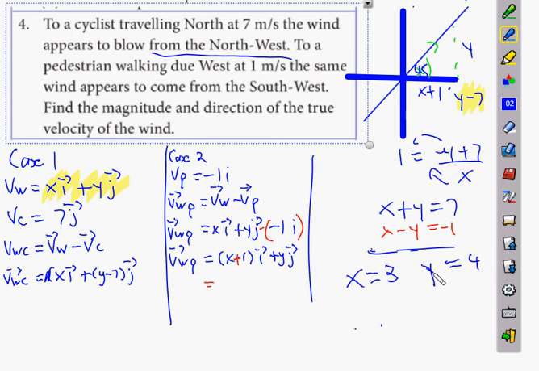Now, if you read the language of the question, we haven't quite answered what we're looking for yet. We're looking for the magnitude, the speed, and we're looking for the direction of the true velocity of the wind. So we haven't quite answered our question yet. We've got the velocity, what's the velocity? It's going to be 3i plus 4j, but that doesn't answer everything we need to know. So what we're looking at next is that's 3 across, 4 up. It's a 3, 4, 5 triangle. When you do Pythagoras' theorem, you'll find out that this is 5.